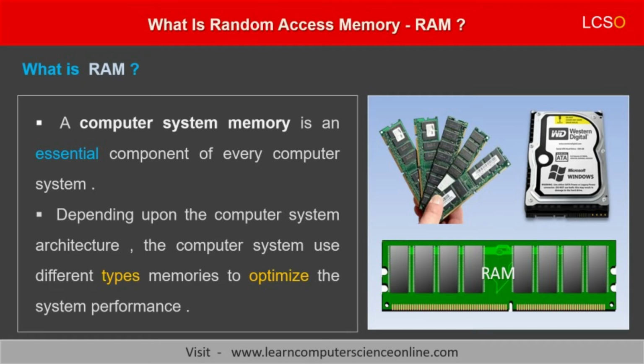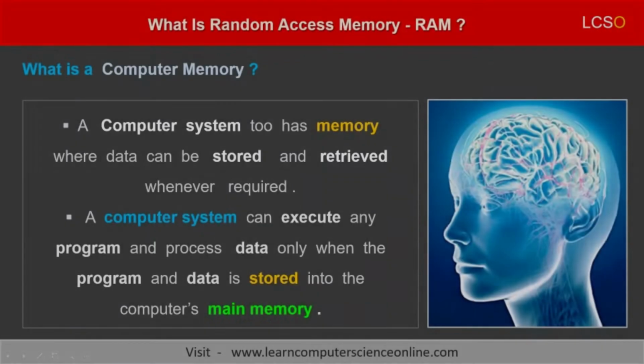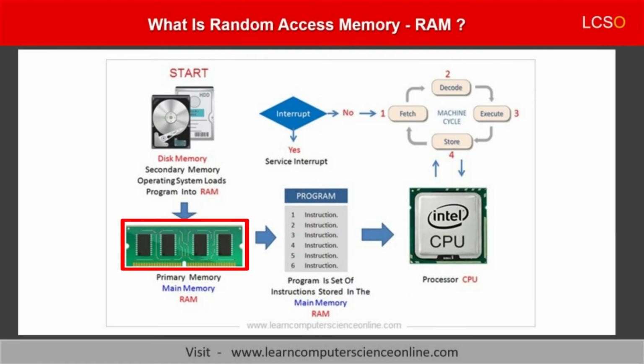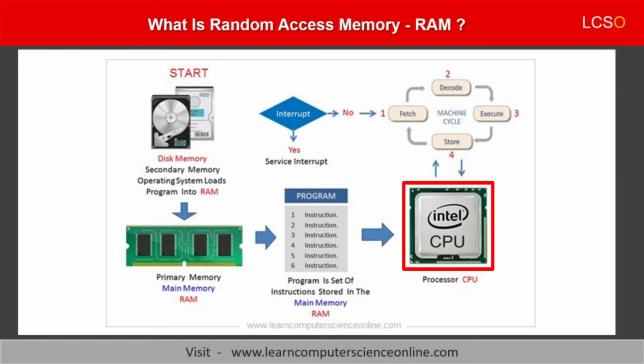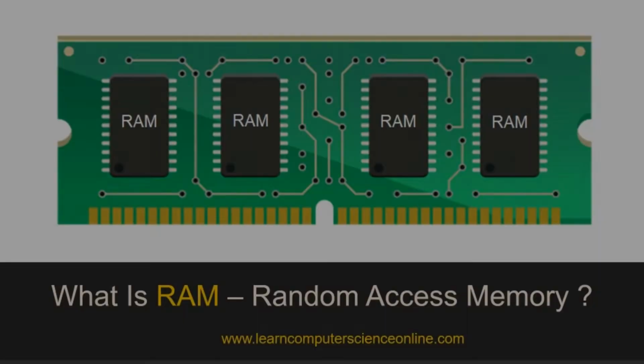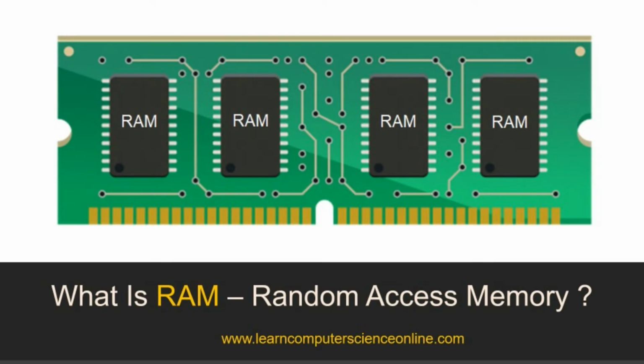The random access memory is a type of storage device, and it is considered as main memory of the computer. A program that needs to run on the computer must be first loaded into the RAM. The computer program is stored into the RAM, so that the processor can access the data and instructions during the program execution. Let us now discuss in detail what is RAM.